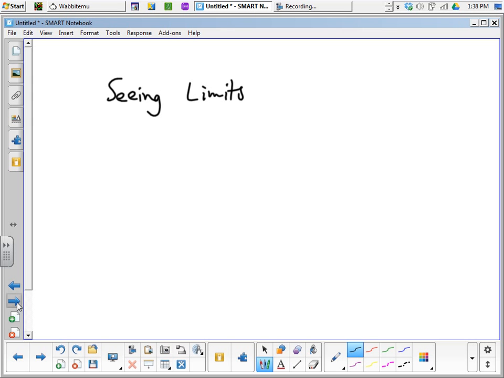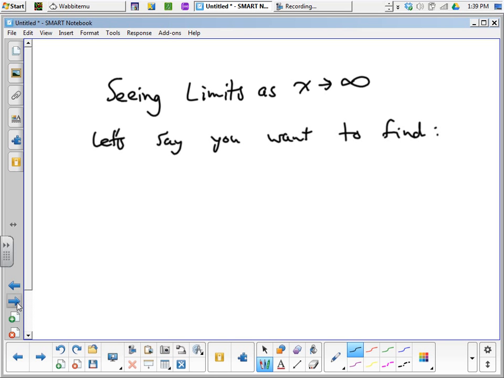Seeing limits as x goes to infinity. Let's say you're given this problem. You want to find the limit as x goes to infinity of sine 1 over x. Let's say you want to find that. Okay? So you whip out your graphing calculator and you graph it.